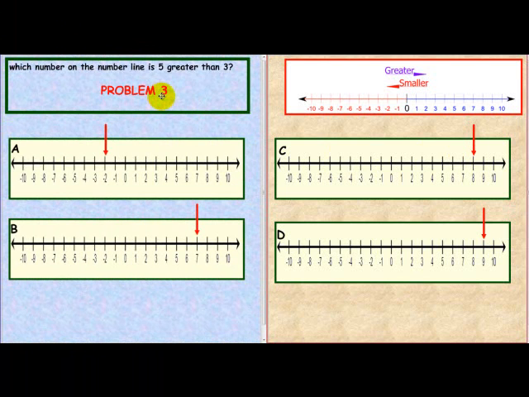Problem 3. We should have another student up at the video at this time. In this case, which number on the number line is 5 greater than 3? If you look carefully, A, B, C, or D. If you would, please pause the video while the student decides which one of the number lines is correct. Please do that now.